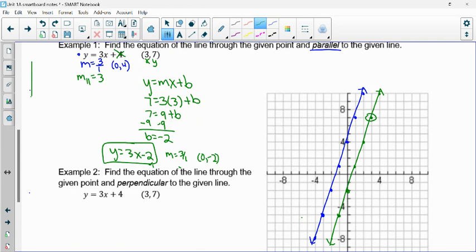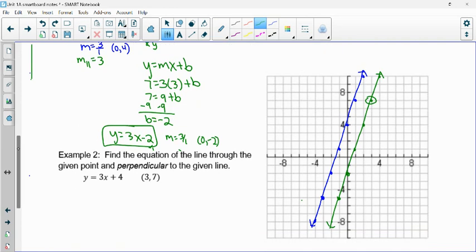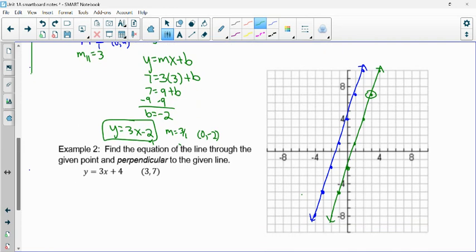All right, so the other example then is the perpendicular. Find the equation of the line through the given point and perpendicular to the given line. So now it's the same line, the blue line's the same, same point. But now we want it to be perpendicular to that blue line. So, again, our original line has a slope of 3.